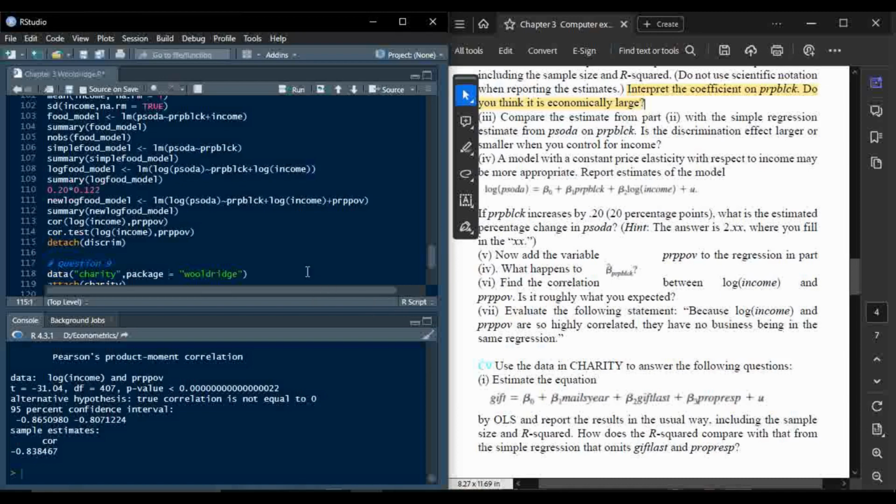If you need further explanation, then do type in the comment box. So we are done with this data set. We are done with this question. So let's detach this data set.